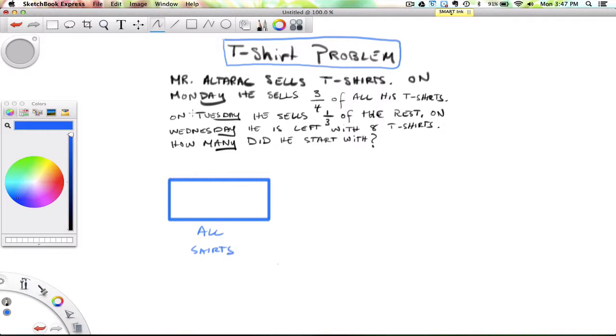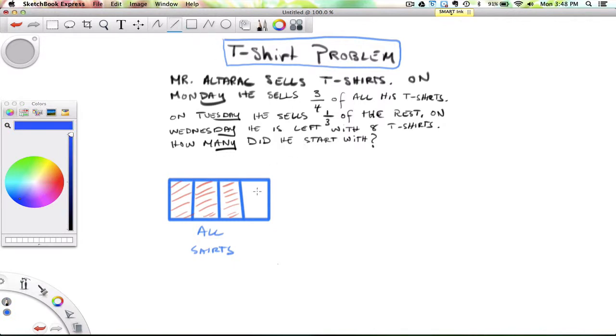And he sells 3/4 of them. So let's chop this box up into 4 pieces. 1, 2, 3, 4. So these are 4 even pieces. It's supposed to be even pieces. And he sells 3/4 of them. So let's sell 1/4, 2 quarters, 3/4. Here are the 3/4 that Mr. Alterac sold.